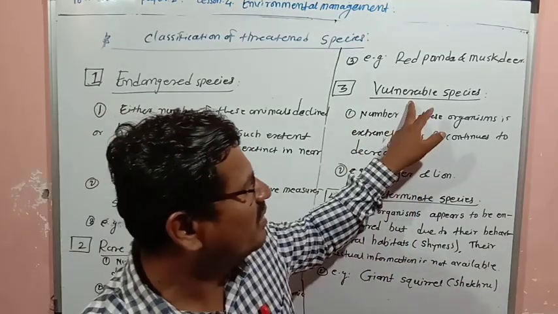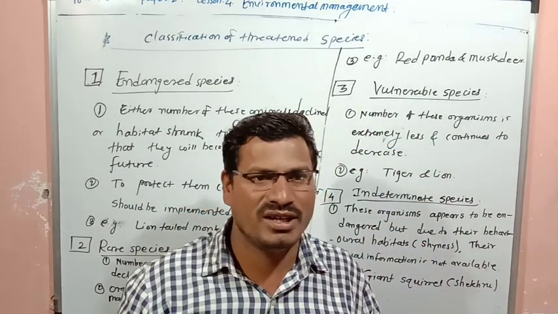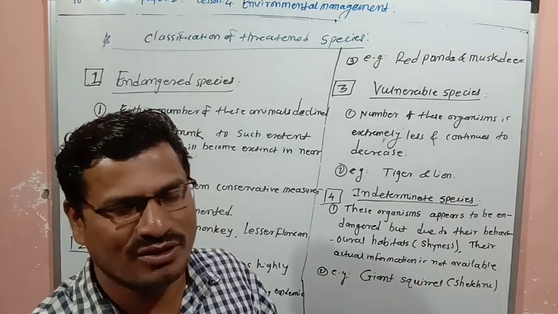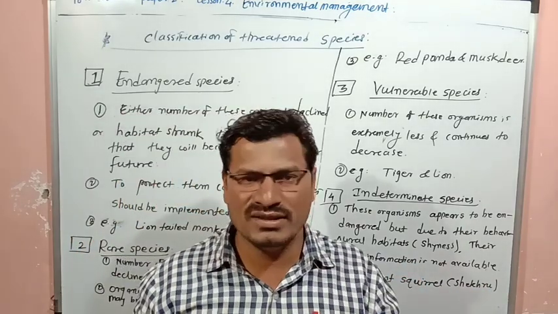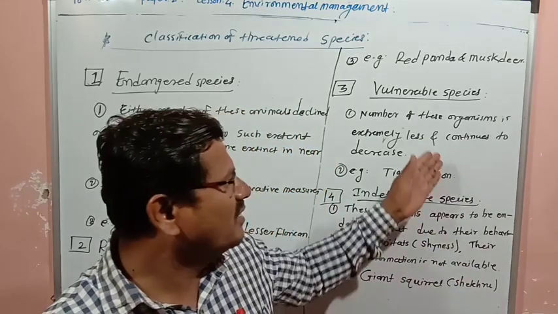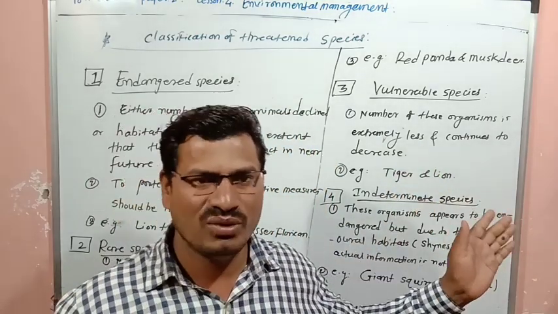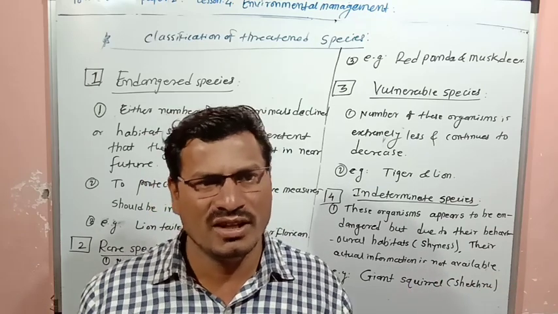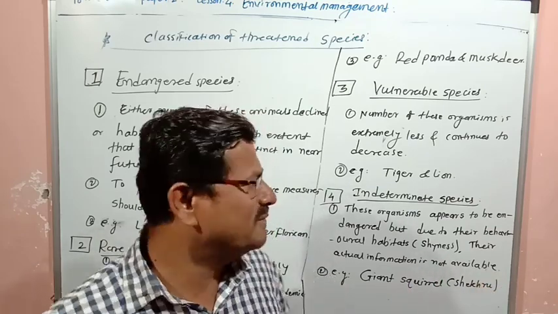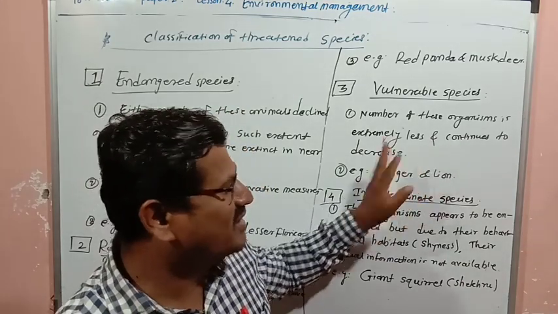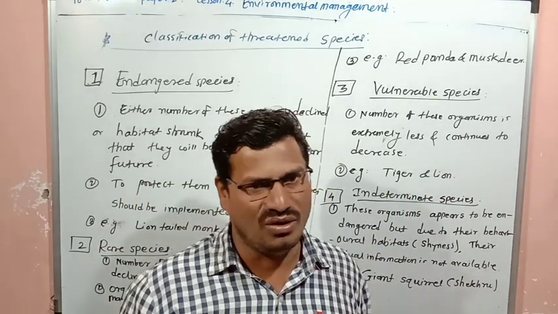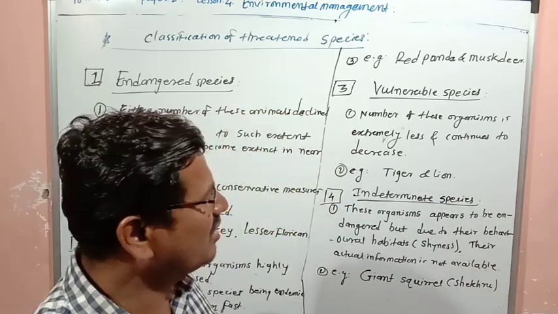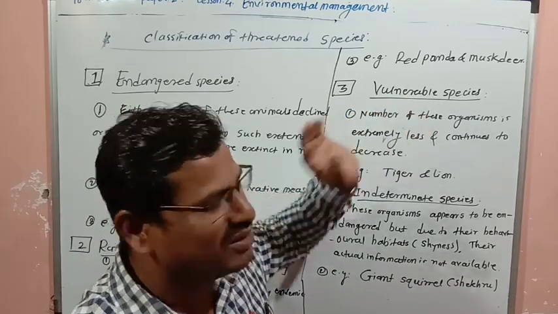In that third point, vulnerable species. The number of these organisms is extremely low. Already these organisms are few in number, and they are continuing to become extinct. There is continuity in their extinction, so their number is going to decrease again. Already they are less in number, but their number is going to decrease further. Such animals are called vulnerable species.